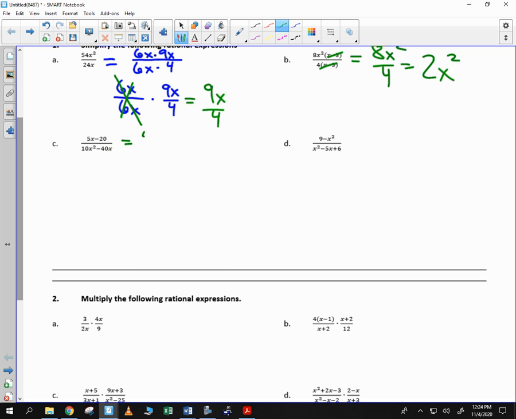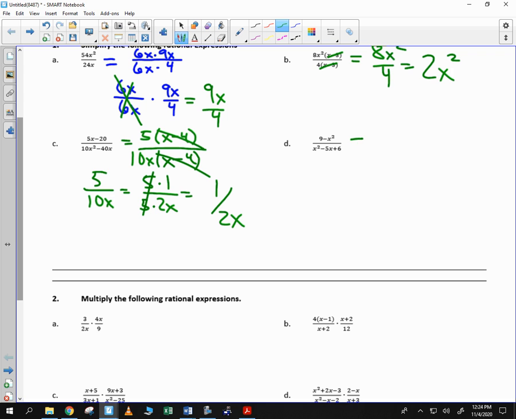So if I factor a 5 out of the top, you're left with x minus 4. If you factor a 10x out of the bottom, you are left with x minus 4. Those cancel. And you have 5 over 10x, 5 and 10. You can factor a 5 out of the top. You can factor a 5 out of the bottom. And notice how those then cancel. I get 1 over 2x.